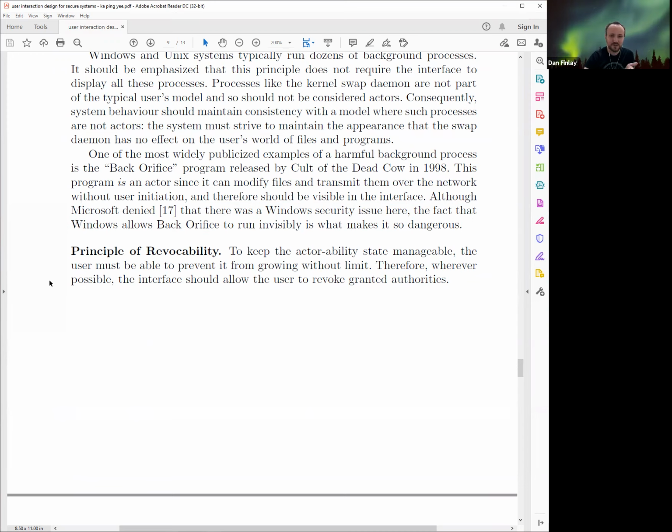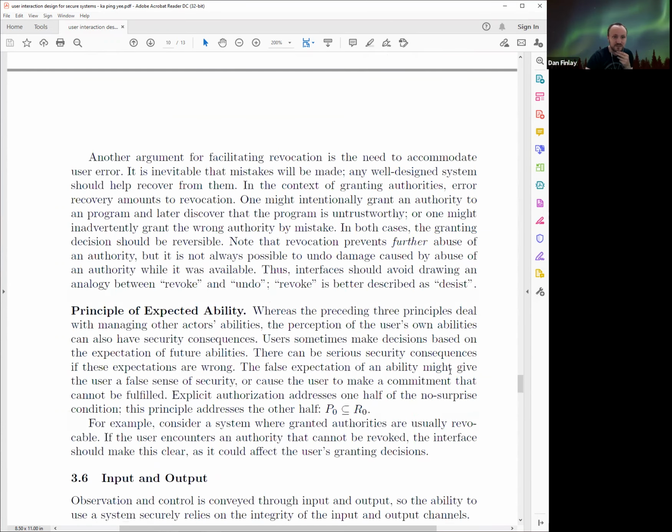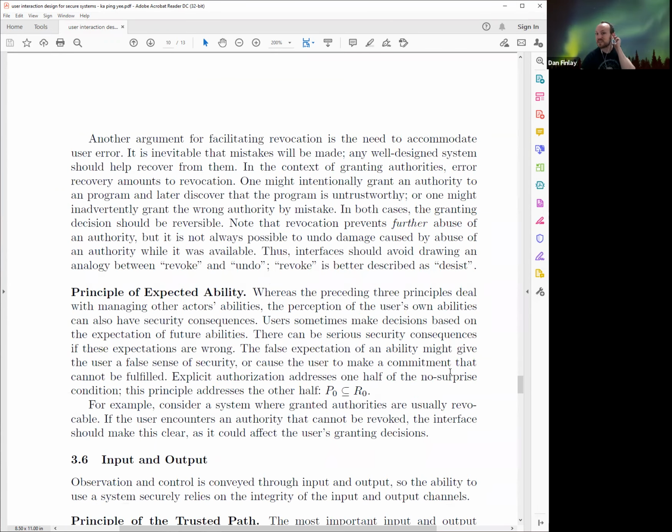Principle of revocability. Hey, didn't I say we'd get to this? To keep the actor ability state manageable, the user must be able to prevent it from growing without limit. Therefore, wherever possible, the interface should allow the user to revoke granted authorities. Another argument for facilitating revocation is the need to accommodate user error. It is inevitable that mistakes will be made. Any well-designed system should help recover from them. In the context of granting authorities, error recovery amounts to revocation.